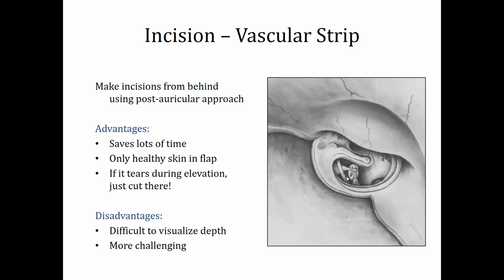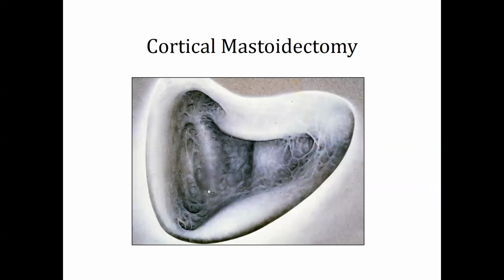So the advantage is that it does save some time. You're not having to go make cuts here and then go find them. Again, usually only healthy skin in the flap, which is nice. You're raising it as one contiguous flap, and then you cut. If it does tear, you can just cut it there and then move forward. The disadvantage is it's hard to tell your depth. Again, this is where some people now use endoscopes more and more, which actually they can make the cut right where they want, lift it, and that's fine. So in that sense, it can be more challenging. But the more you do this, the more you have an understanding of the depth.